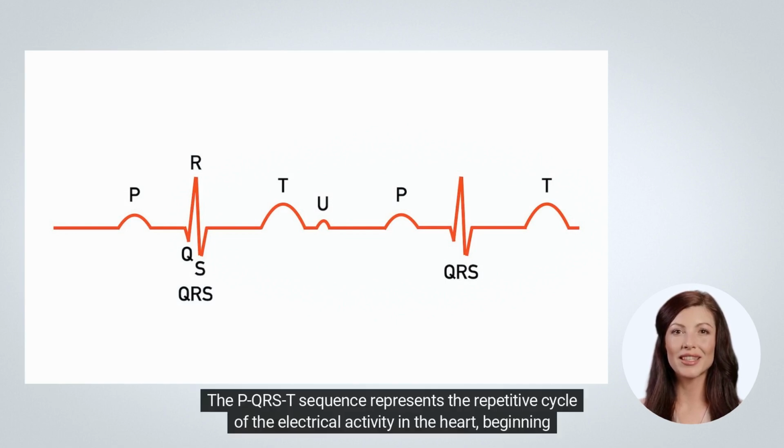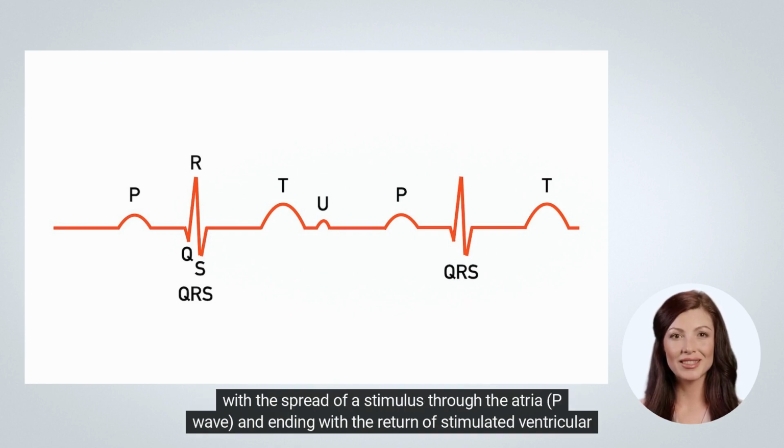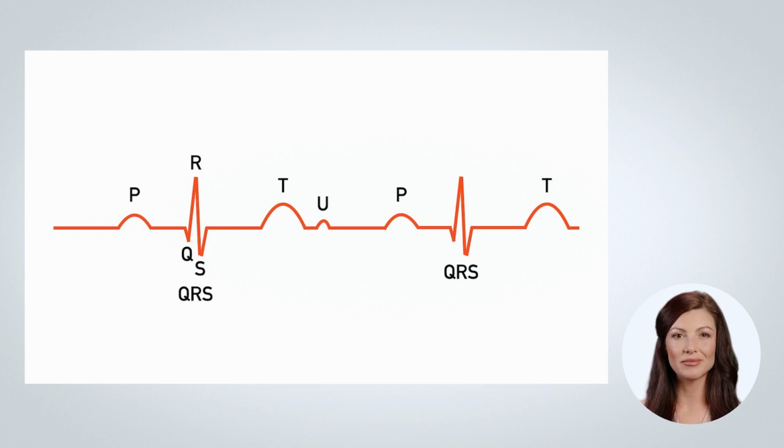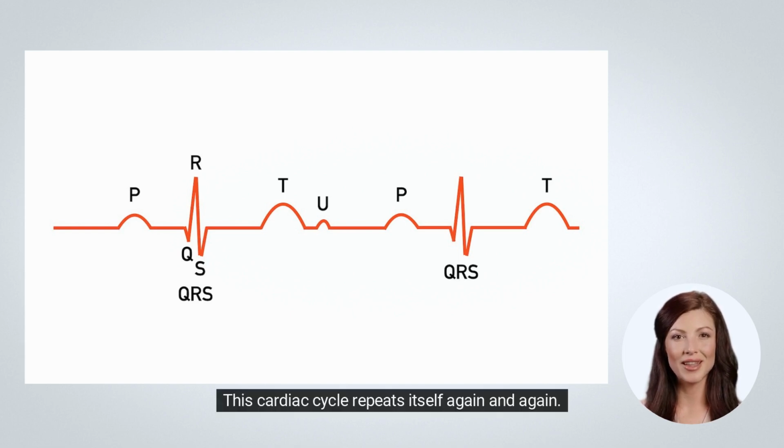The PQRST sequence represents the repetitive cycle of the electrical activity in the heart, beginning with the spread of a stimulus through the atria, P wave, and ending with the return of stimulated ventricular muscle to its resting state, STT sequence. This cardiac cycle repeats itself again and again.